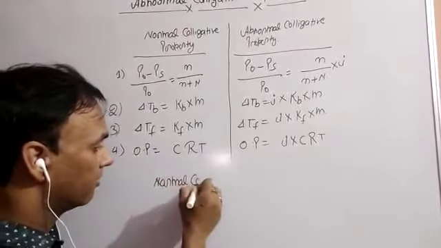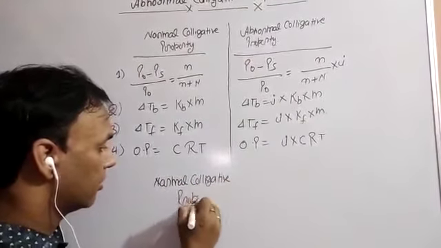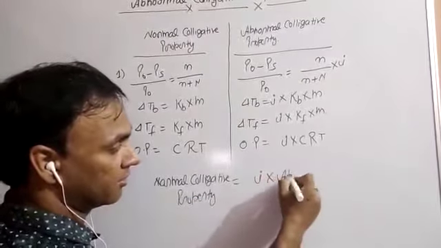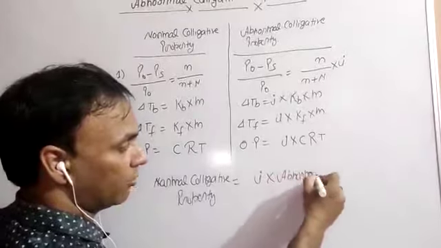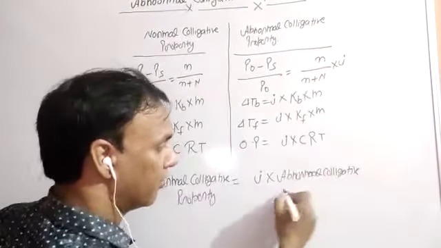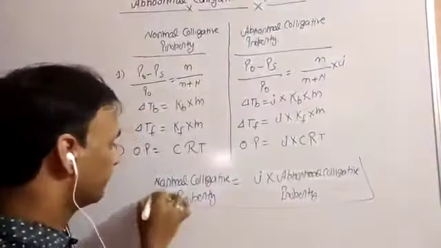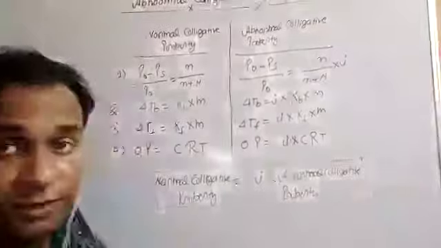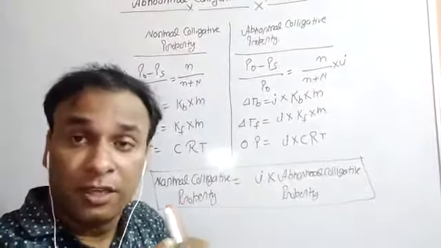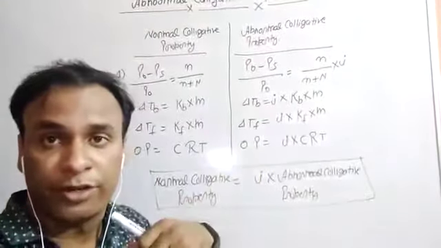So what we observed is that the abnormal colligative property equals i times the normal colligative property. Clear? So keep revising all the colligative properties, so that you are able to understand the normal colligative properties and abnormal colligative properties.